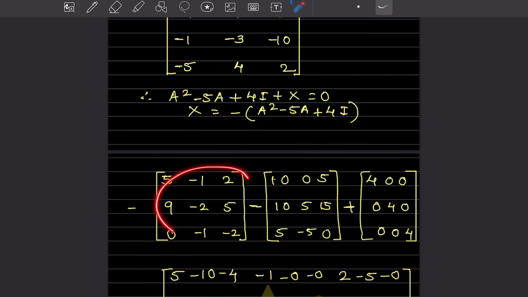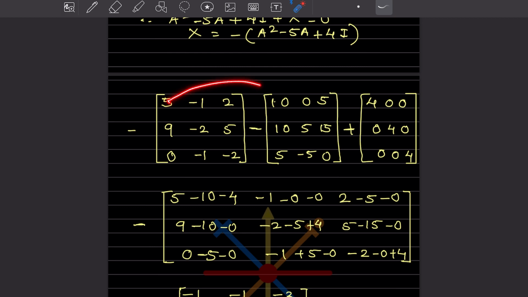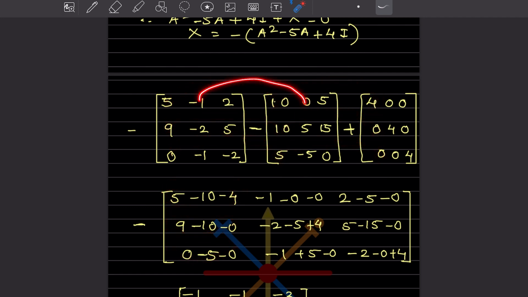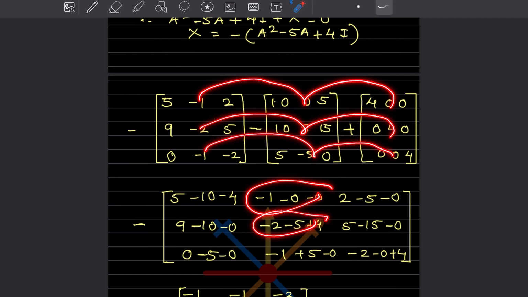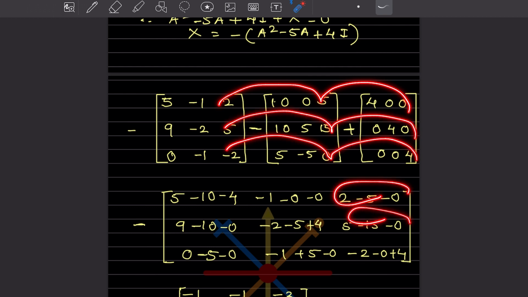We know a square is this one, 5a is this one, and 4i is this one. So this minus whatever is there, that is outside here. This minus is outside here. So now what are you going to do? Again same thing here. This and this one here. This and this one here. This and this one, that will be here. So this and this one will be here. This and this one is going to be here. This and this one is going to be here. So now 2, 5, this is going to be here. This here, this is going to be here.